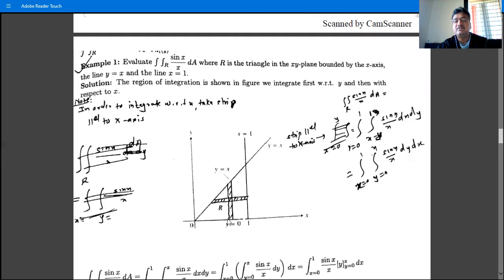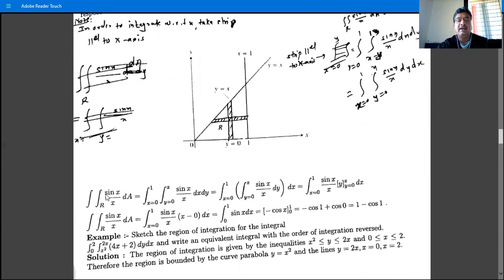The equation of the x-axis is what? y is equal to 0. This is y is equal to x and this is x is equal to 1. And we have to integrate over R of sin x by x dA. So over R, the integration of sin x by x dA.